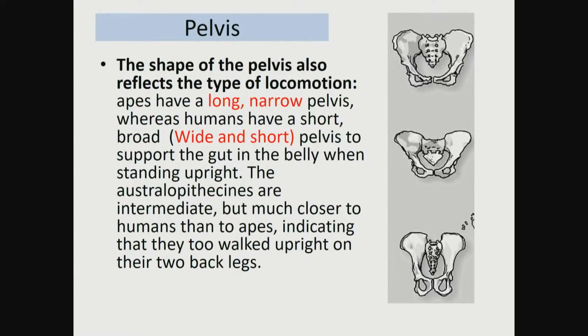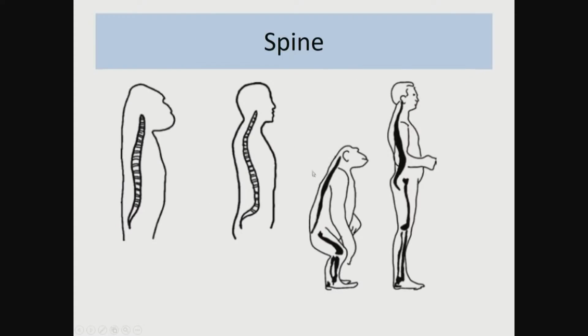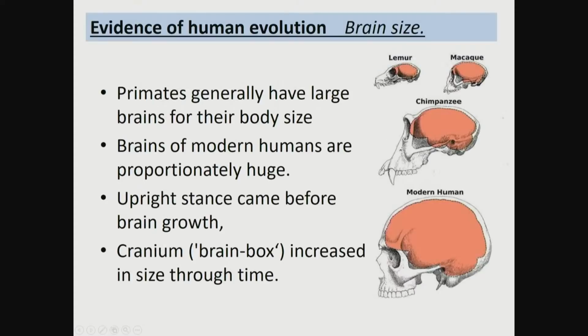The pelvis moves from a long and narrow to a wide and short pelvis. Long and narrow to a more short and wide pelvis. So I will come to the significance later on of these two. The spine, we have a C shape and the S shape. That is the difference in the spine.